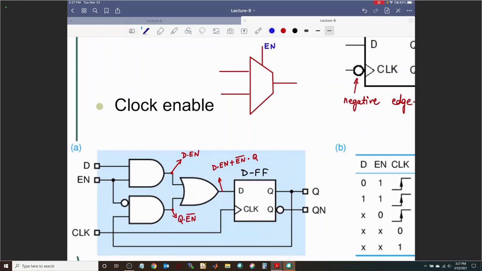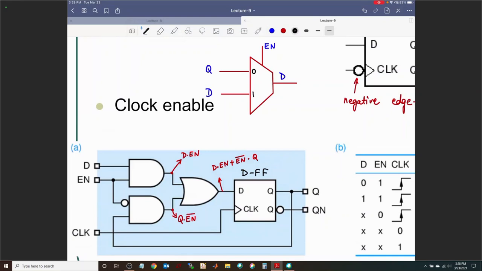Enable as select. So I'm going to put my enable as my select. My output is going where? My output of the flip-flop is actually going into the D input. The one input is D, the other input is Q, right? So when enable is 0, what should go through? When enable is 0, Q should go through. That's right. So if enable is 0, Q should go through. When enable is 1, D should go through.